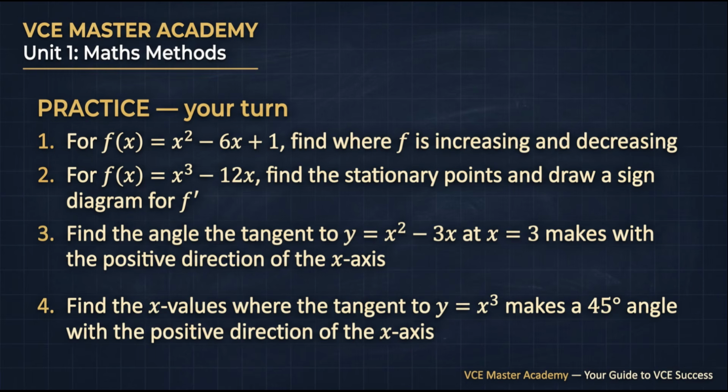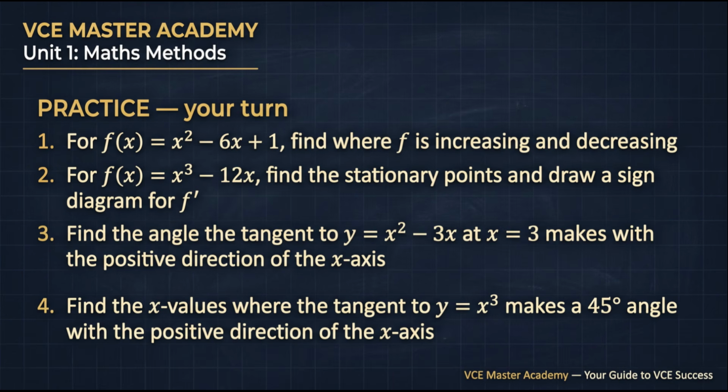Question 2. A cubic. Find the flat spots, then a proper sign diagram with test points, and remember where the y values of stationary points come from. Question 3. An angle. Gradient first, inverse tan second, degree mode on, and give your answer to 2 decimal places. And question 4. The ATAR one, in reverse. They give the angle, you find the x values.